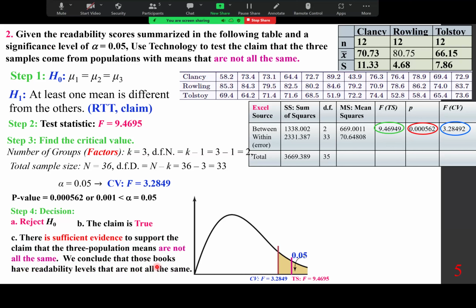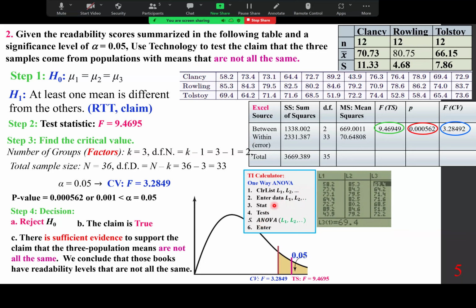So we looked at the work by hand, we looked at Excel, and now let's look at TI. You go with one-way ANOVA. You clear lists L1, L2, and in this case, 1, 2, 3, L3. If you have 4 categories, more. If you have 5 categories, more. So you need L1, L2, L3, L4, and so on and so forth. And then STAT TESTS, ANOVA. So you're going to put ANOVA, L1, L2, and so forth.